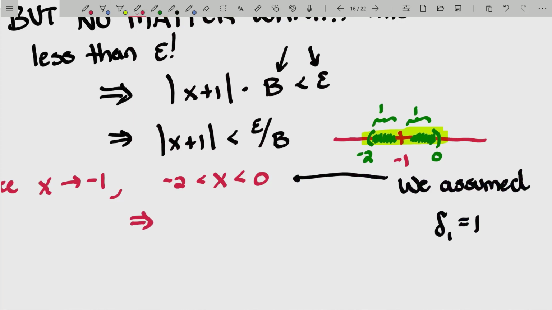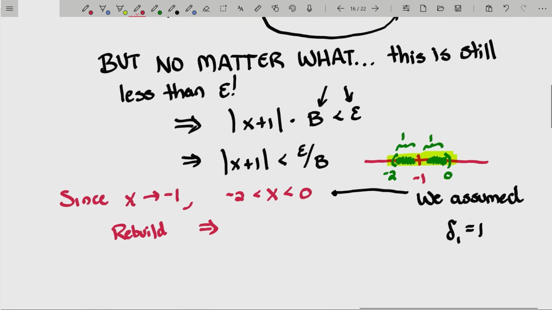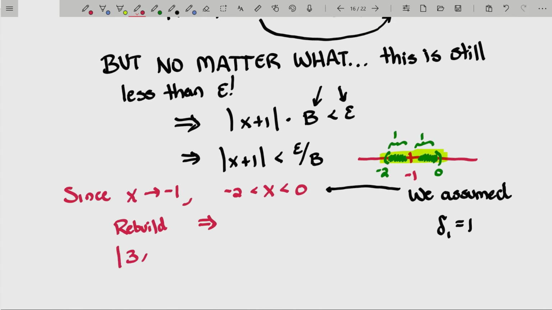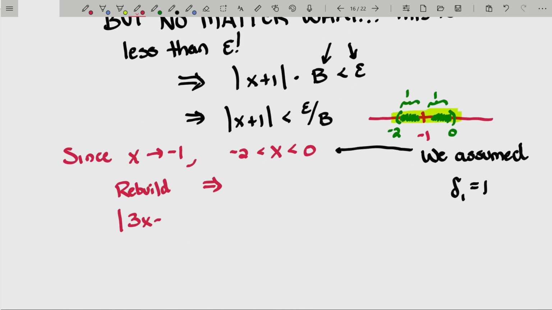But now I'm going to do something called rebuilding. I'm going to rebuild the absolute value. In fact, I'll say the absolute value of 3x, what was it, -2 or something like that? Yeah. I'm going to rebuild the absolute value of 3x -2. So I'll multiply all three sides by 3 to get 3x. So I'll get -6 is less than 3x is less than 0.